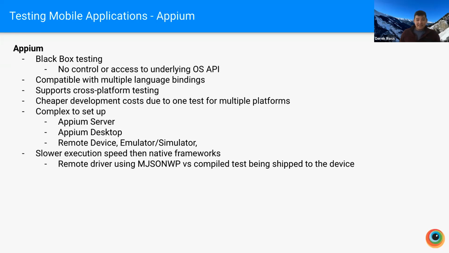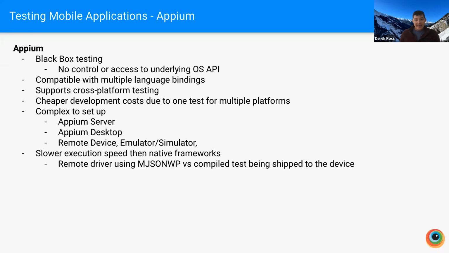So black box testing is the idea that all of the source code is in a box and you cannot see it. So you don't technically have to understand how the source code works in order to write an Appium test or to take full advantage of Appium. And that really gives you the user perspective.